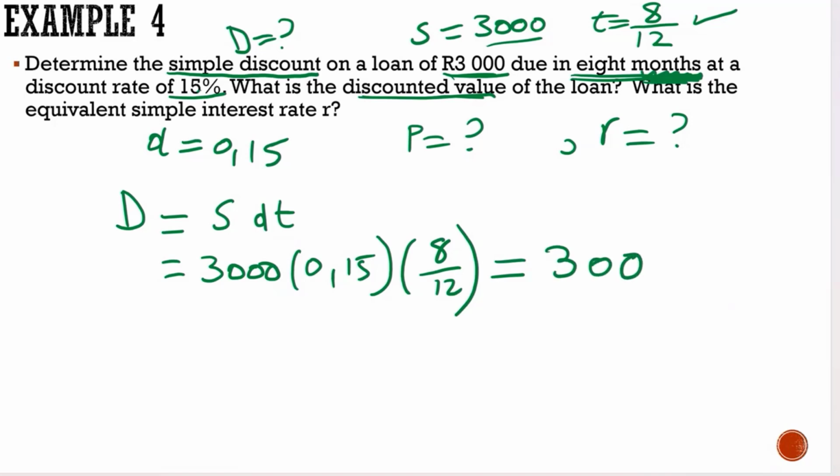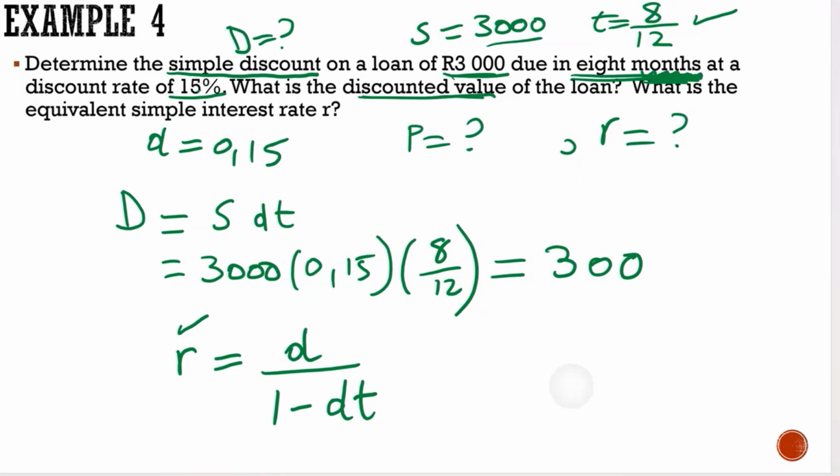Okay, so now the question is saying you want to get an equivalent simple interest rate. You are looking for a simple interest rate equivalent. So now you know that there's a formula which is R is equal to D over 1 minus DT. You are looking for this R. That's what they are looking for.